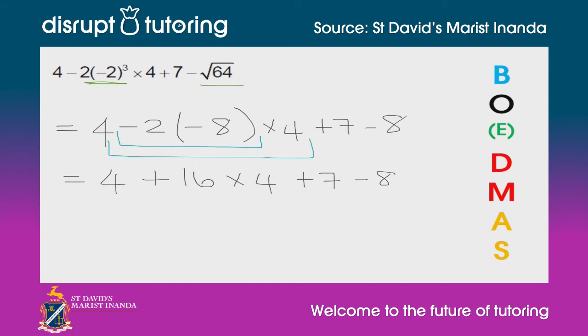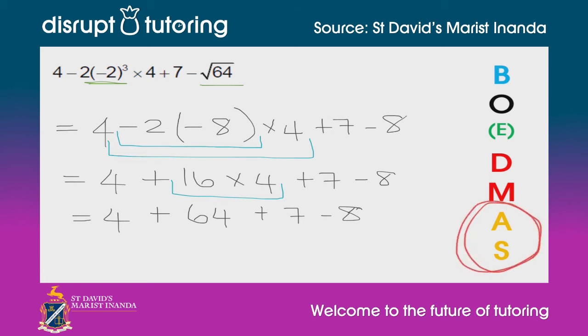Right, now we've got one more step in terms of multiplication to do, and that's going to be the 16 times 4. So we're going to keep that 4 there, and it's going to be plus 16 times 4. So it's going to be plus, because it's a plus times a plus. 16 times 4 gives us 64 plus 7 minus 8. Right, so now we've dealt with all of the multiplication. That's a tick. And all we've got left to do is addition and subtraction.